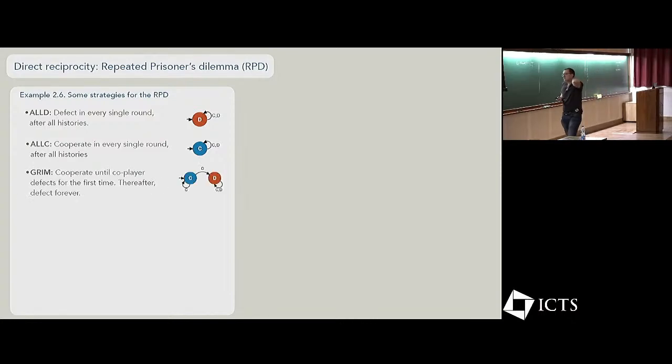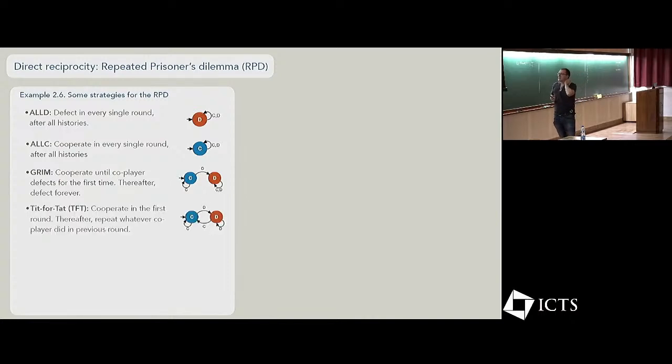Now let's make it a little bit more complicated. There is a quite famous strategy called Grim, which does the following: it starts cooperating and it continues cooperating as long as both of us cooperate. But if you defect once, I will defect forever. So this is a very strict form of reciprocity.